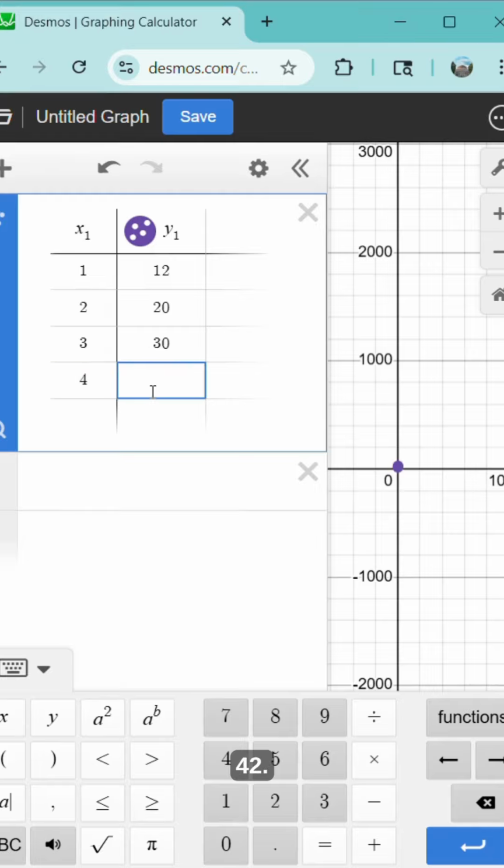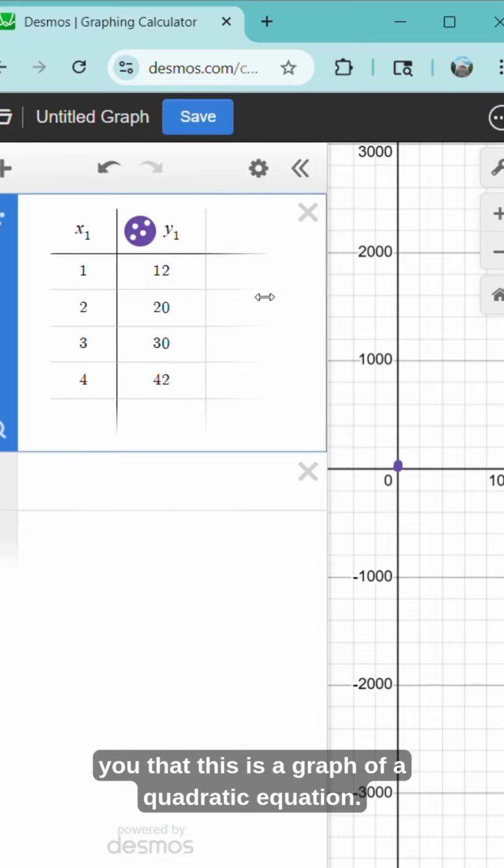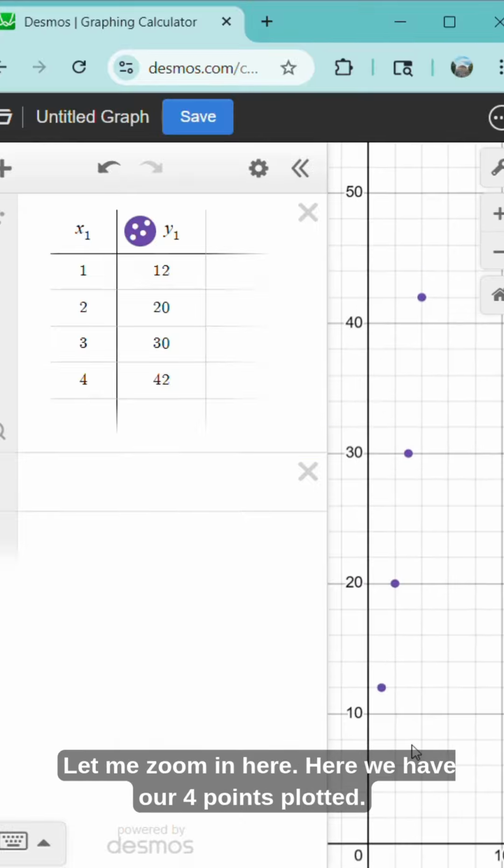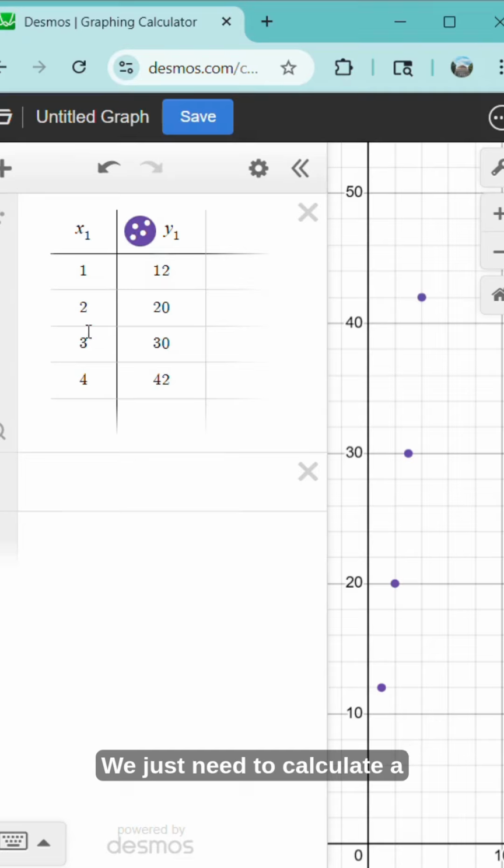And if x is 4, y is 42. And they tell you that this is the graph of a quadratic equation. Let me zoom in here. Here we have our 4 points plotted.